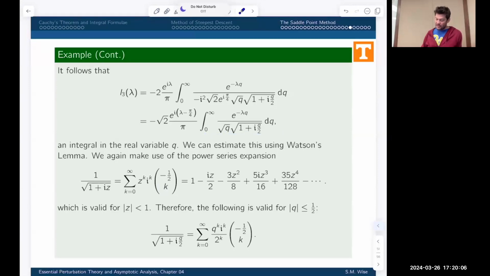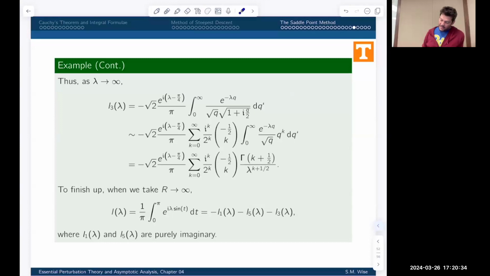How do I do it? I'm going to use Watson's lemma once again. So I need the power series expansion for something which looks like this. This time I got it right. Actually, if you looked at the previous version, I had some crazy stuff going on. This works for any Z, so I can put in my Q over 2 here and I get this power series expansion. So I'm in plus time, but if you give me a minute, I will finish up.